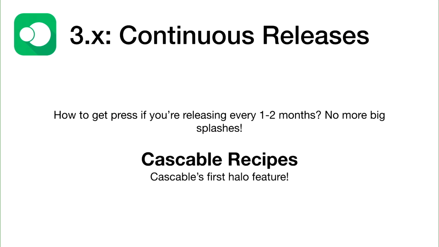So what I tried recently was a Halo feature, which is Cascable recipes, which I'll show soon. If you're not aware of the term, a Halo product is something that a company or whoever makes and sells with the knowledge that it's not going to sell many or even turn a profit. Most of the reason for its existence is to get brand awareness.